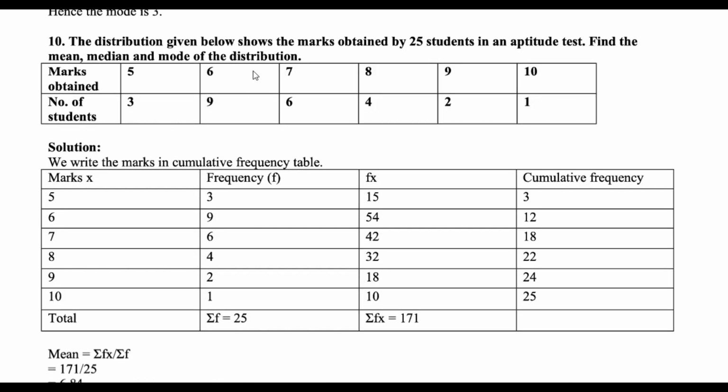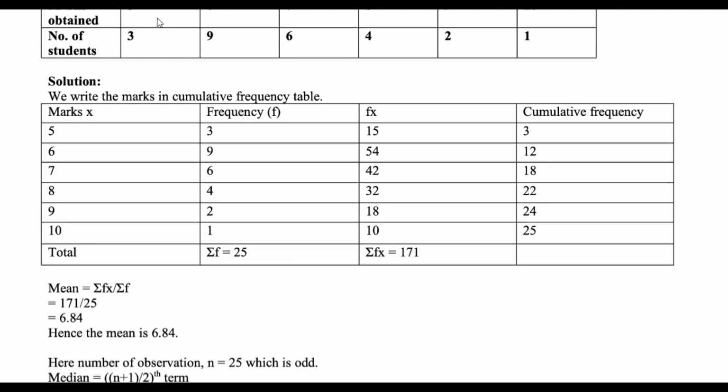The distribution is given below. The marks obtained by 25 students in an aptitude test. Find the mean, median and mode. Same type of problem. So first I will write the x and f, that is copy and paste of the first two columns. After that, making fx means f into x, that is 5 into 3, 6 into 9, 7 into 6, just like this.